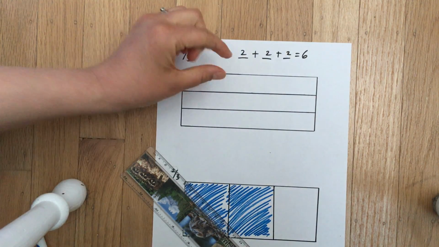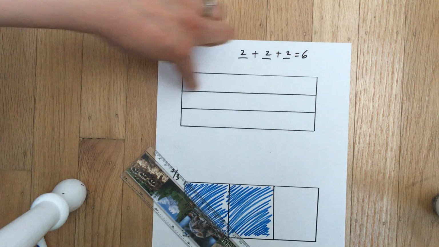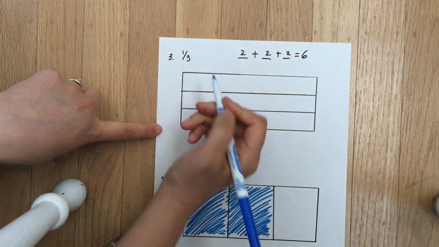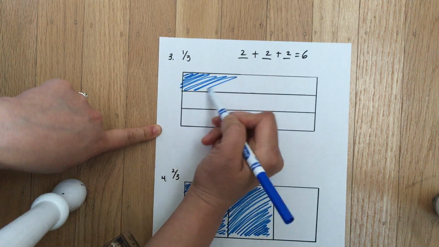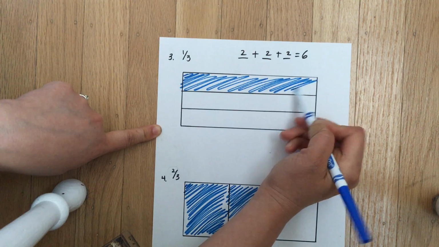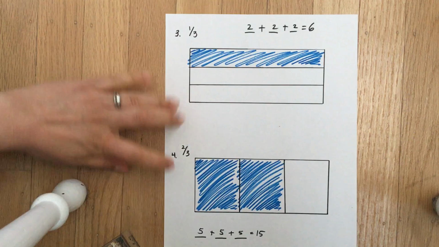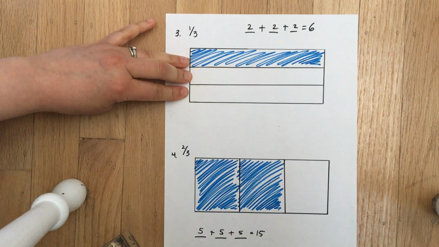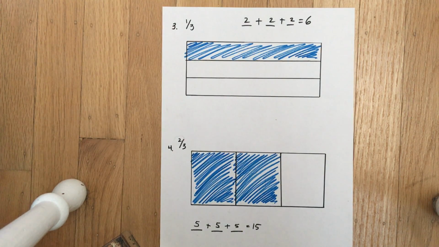I know they're equal because each rectangle is 2 centimeters by 15 centimeters. And if I follow directions, it says to shade 1/3. So I'm going to shade 1 of the 3 pieces. There is 1/3 shaded. Down below, there are 2/3 shaded. So 1 part of the 3 is 1/3. 2 parts of the 3 is 2/3.